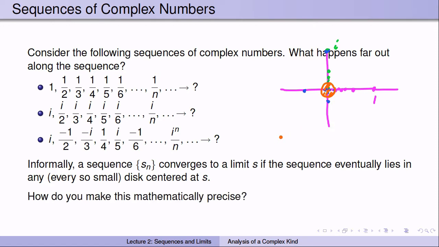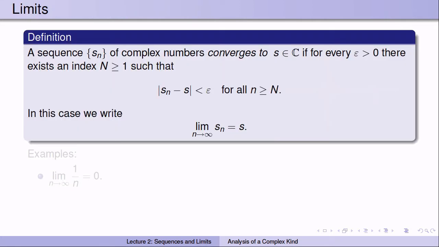How do you make this mathematically precise? We don't really need to have a mathematically precise notion, but I want to show you how to make this mathematically precise in case you're interested. So here is the actual definition. A sequence Sn of complex numbers converges to S, another complex number, if for every epsilon, which is going to describe the radius of that little disk we were talking about, there exists an index n, so a point in the sequence from which on |Sn minus S| is less than epsilon.